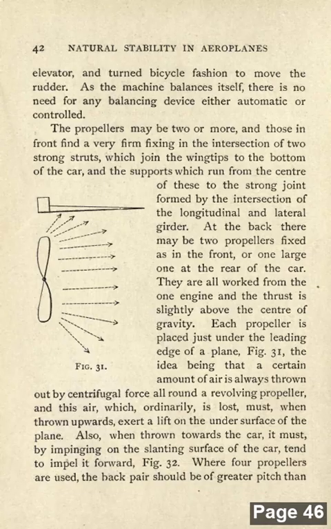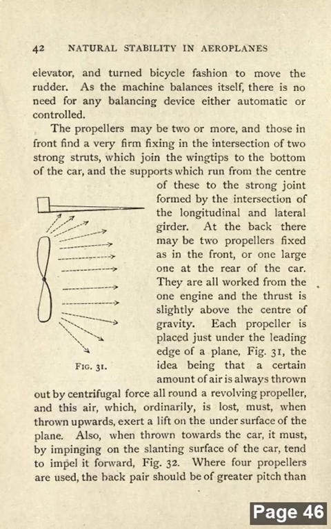The propellers may be four, and those in front find a place, fixed in the intersection of two strong struts which join the wingtips to the bottom of the car, and the supports which run from the center of these to the strong joint formed by the intersection of the longitudinal and lateral girder. At the back there may be two propellers fixed as in the front, or one large one at the rear of the car. They are all worked from the one engine and the thrust is slightly above the center of gravity.